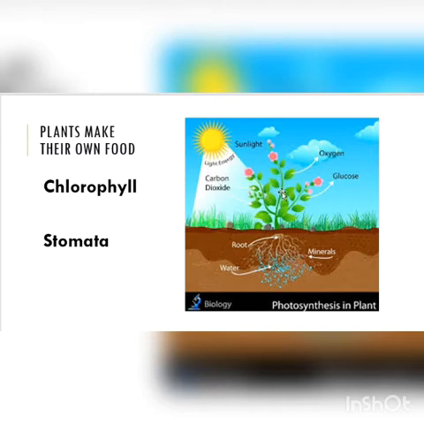chlorophyll. Chlorophyll is a green pigment that is present in the leaves. It helps them to make food through a process called photosynthesis. Plants also have small openings on the surface that are called stomata. Through stomata, they can transpire water when the temperature is very hot. Through this, they can also exhale oxygen.